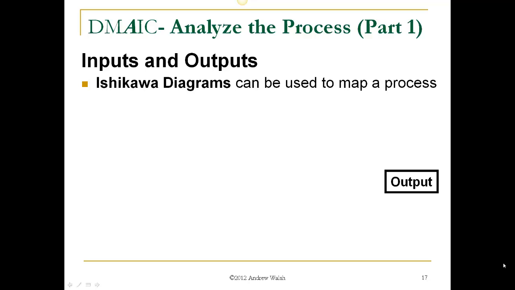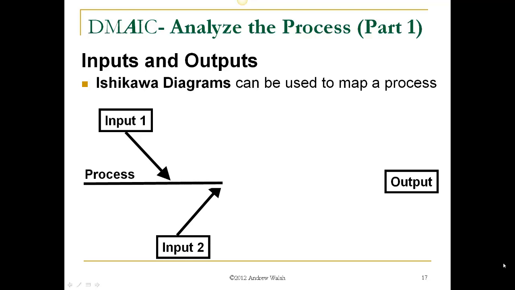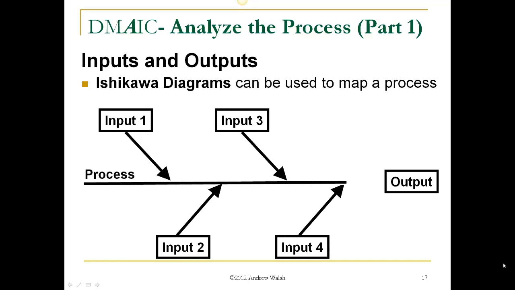Now, Ishikawa diagrams can be used to map a process. Here we see an output, whatever it may be, and we can follow a process all along, looking at the inputs from input 1, 2, 3, and input 4, and how each one of those inputs affects the final output of that process.